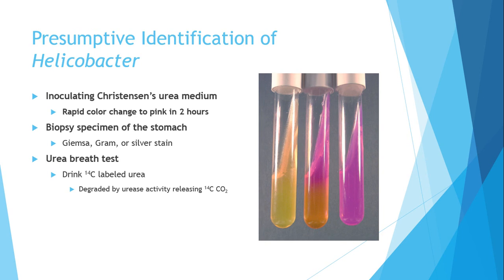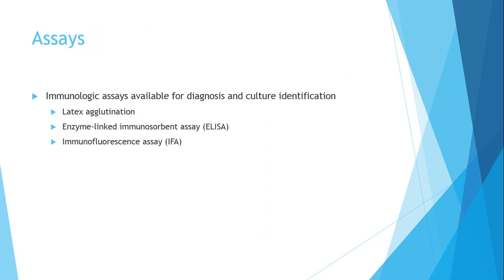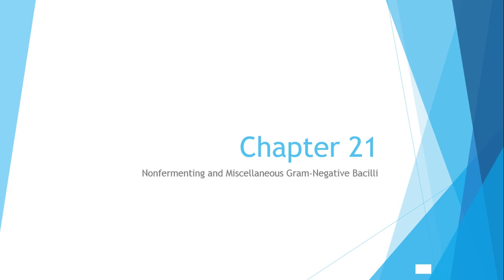So just be aware of the urea breath test for Helicobacter. You don't have to explain how it works. I don't know how it works, but there's also some different immunological assays available, like serology and enzyme ELISA tests and immunofluorescence tests and latex agglutination. Okay, easy, right?